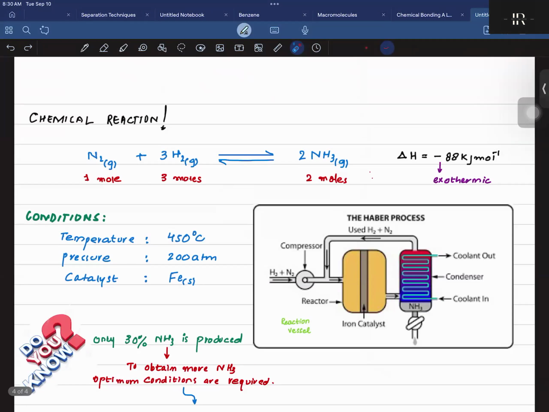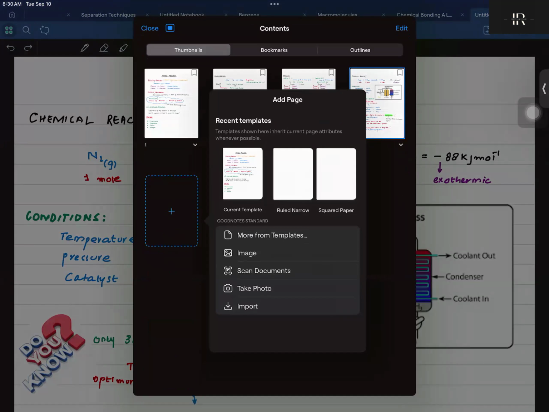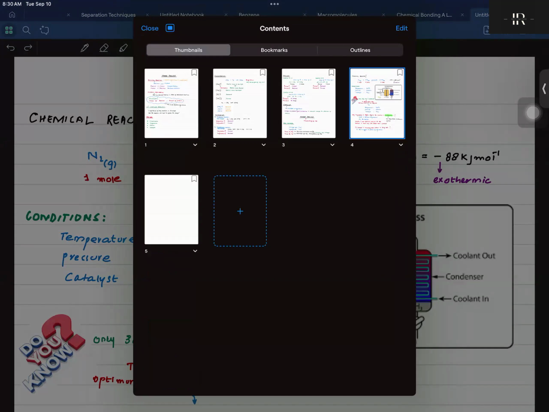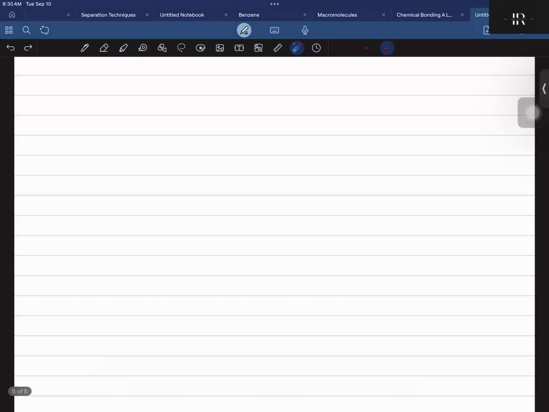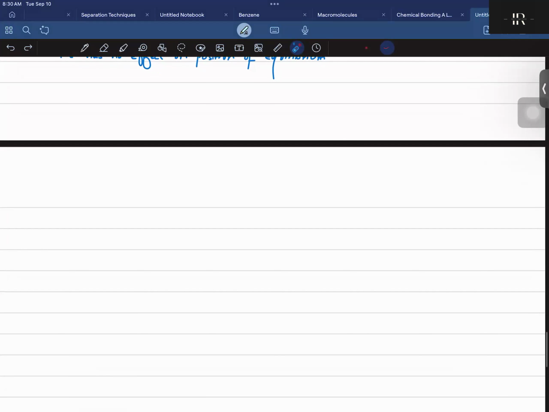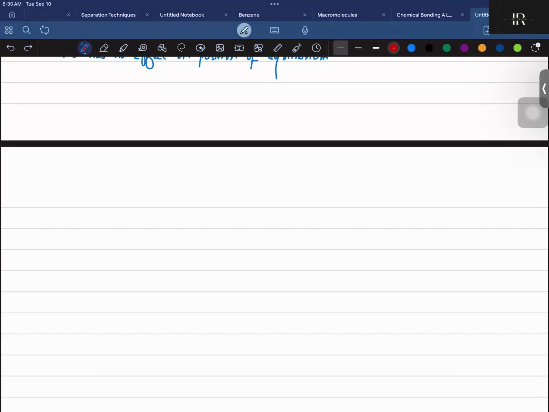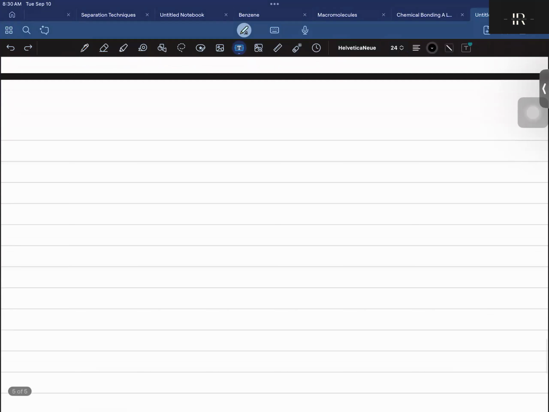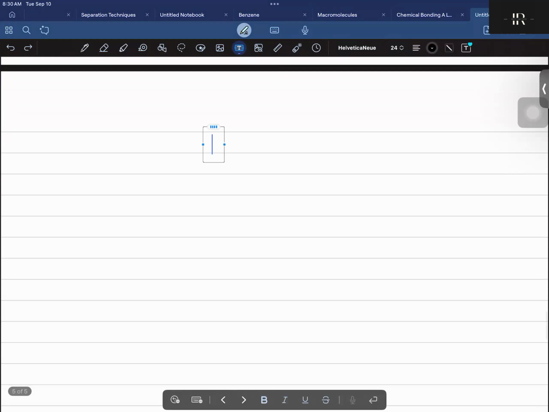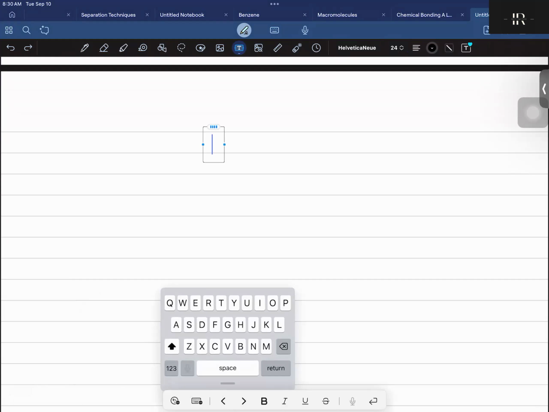Can anyone tell me the formula for sulfuric acid, please? Sulfuric acid, right? H₂SO₄. Exactly. Sulfuric acid is H₂SO₄.